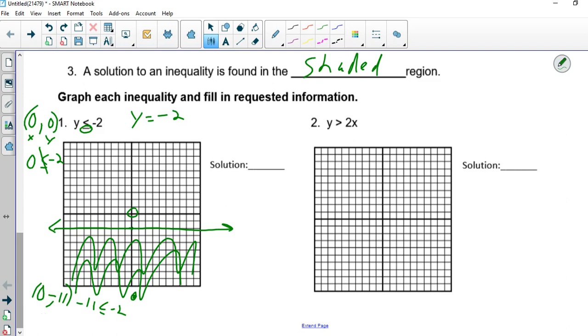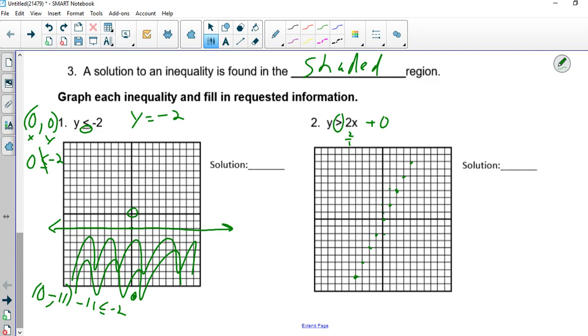y is greater than 2x. Okay? If you're doing mx plus b, you could say it goes through 0 right here, and the slope is 2 over 1, up 2, right 1, up 2, right 1, and so forth. I can also go down 2, left 1, and so forth. Another way to do this would have been the xy intercept, where you plug in a 0 for y and solve for x, plug in a 0 for x and solve for y. You could have done that.